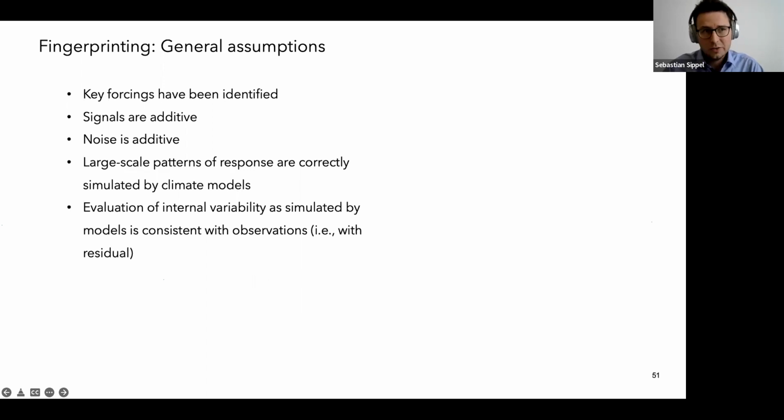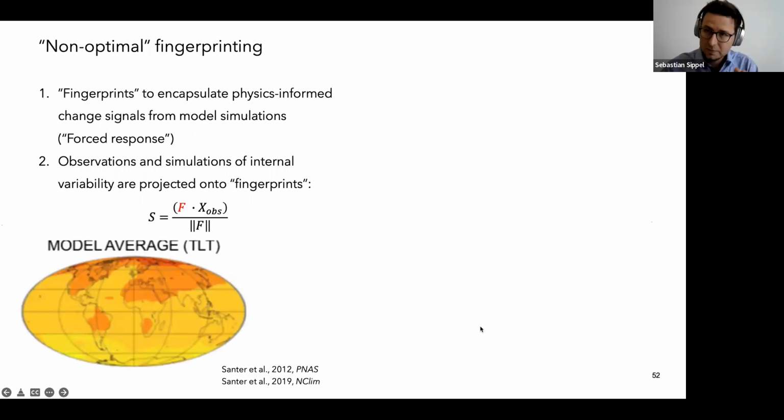With that, I would like to introduce one algorithm that's called non-optimal fingerprinting. It's maybe not such a nice name, because non-optimal somehow doesn't sound so good, but this is really not true. It just means that there's no optimization of signal against noise. In a sense, one is trying to detect the signal in a good direction, but not exactly in the direction that the noise is.